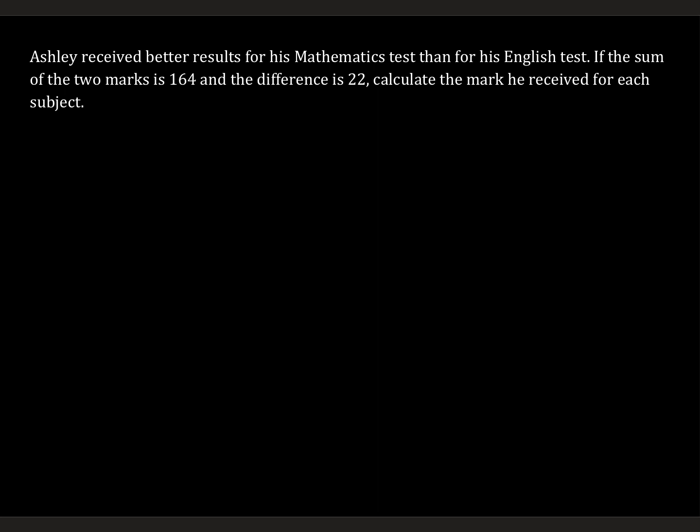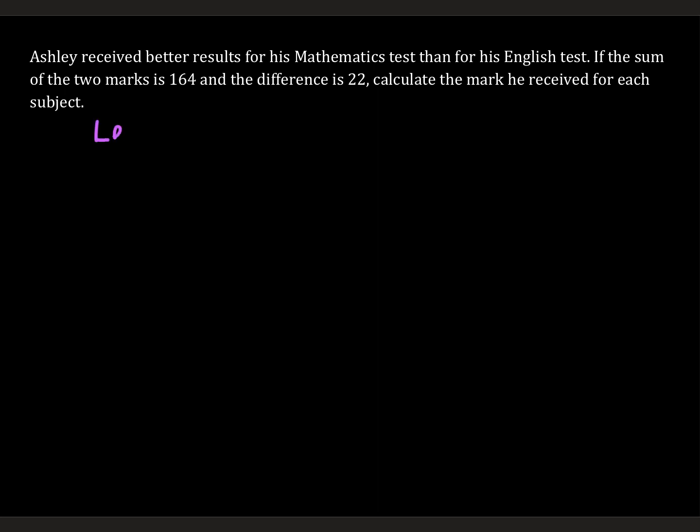Ashley received better results for his mathematics test than for his English test. If the sum of the 2 marks is 164 and the difference is 22, calculate the mark he received for each subject. Okay, the first thing we need to do when we're doing any kind of simultaneous equation word problem is to define our variables. And I'm going to do it like this.